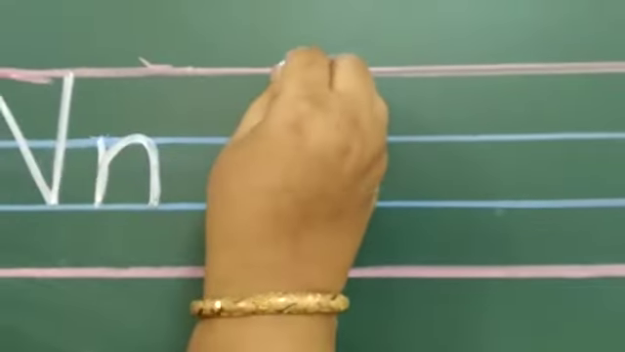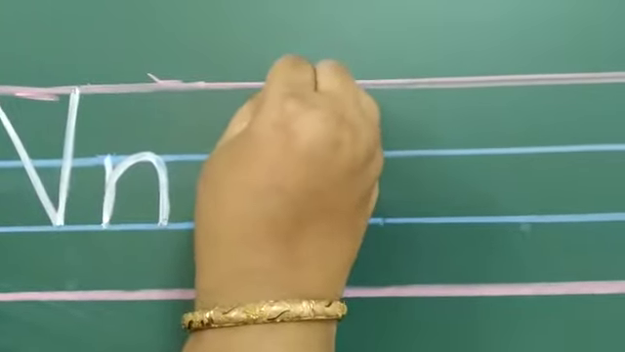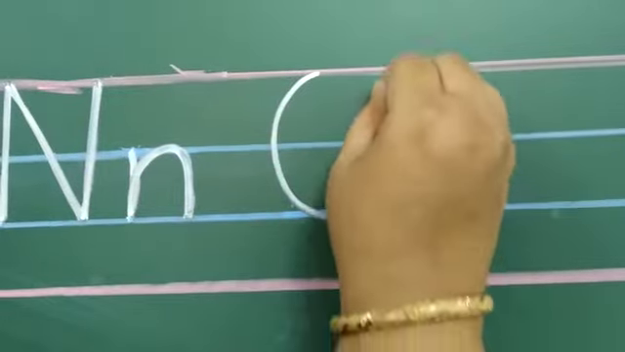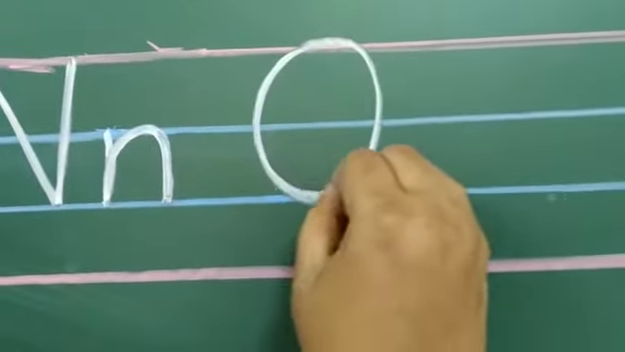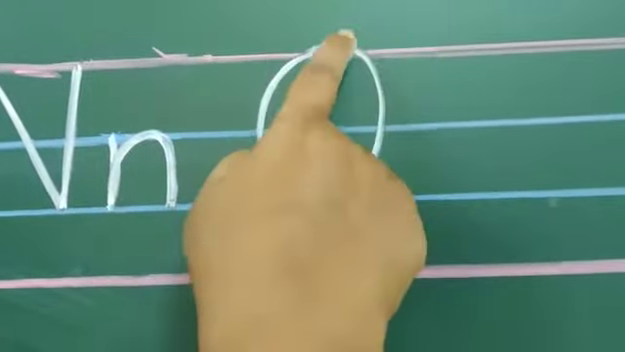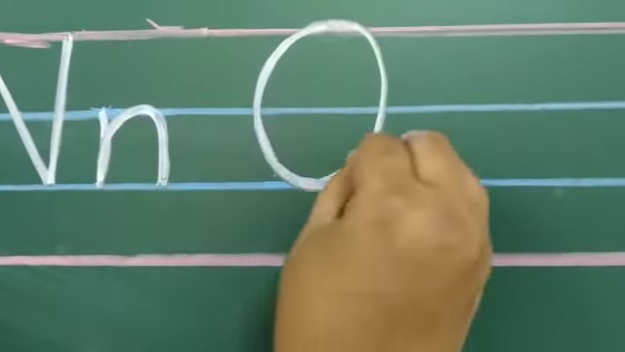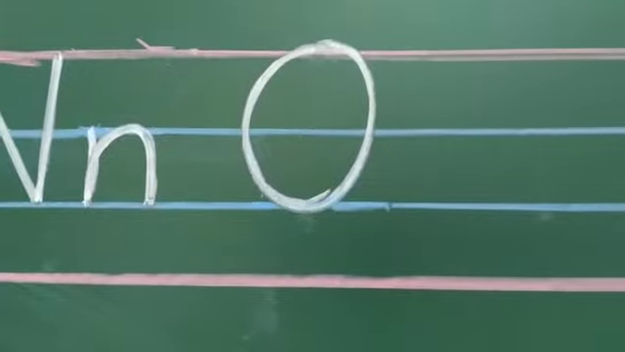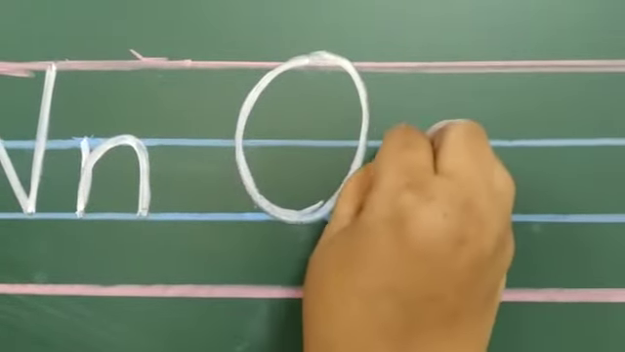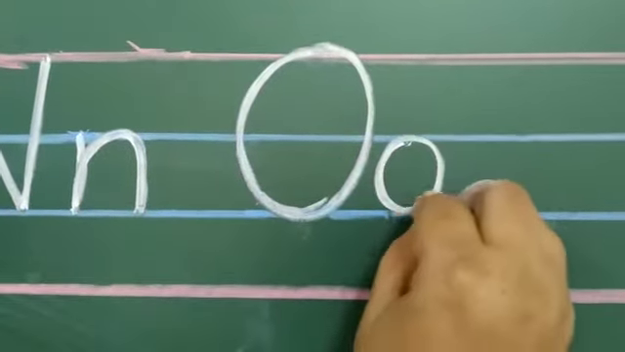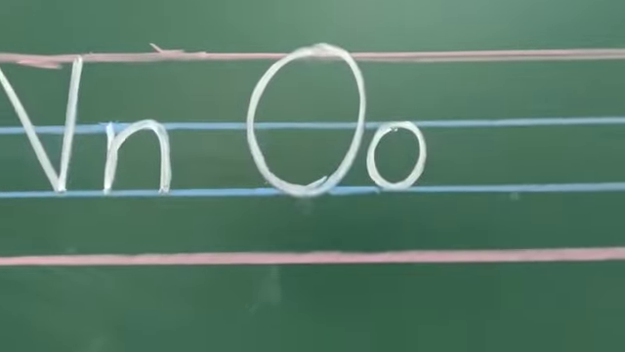Now O. O is very easy. Just put a circle like this, touching the first red line and the second blue line. Okay? O, capital O. Small o between the blue lines. Okay?